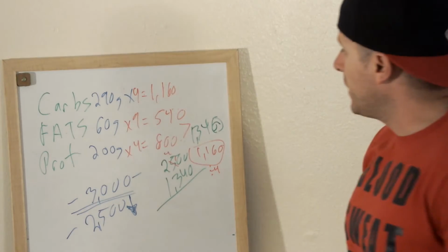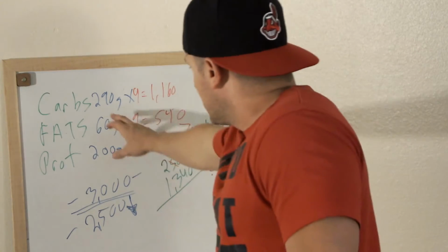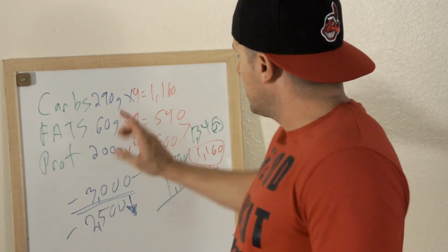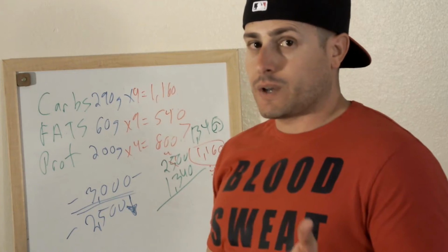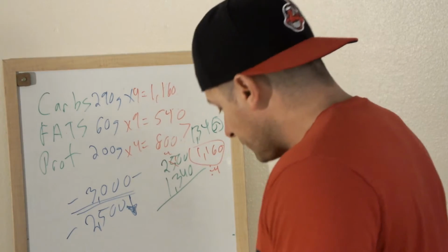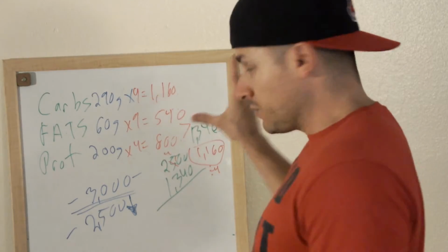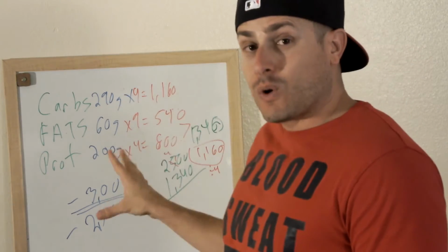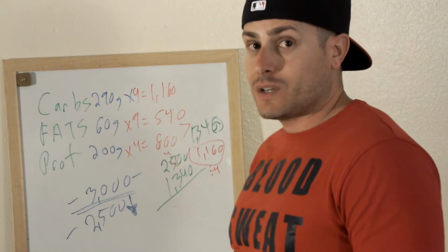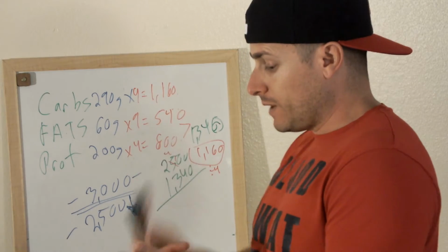So currently our macro plan looks like this: 290 grams of carbs, 60 grams of fat, 200 grams of protein in order to lose weight. Now again, this is real simple, real general. I'm just letting you guys know this is how it works. These are general guidelines. Sum it up: find your maintenance level.